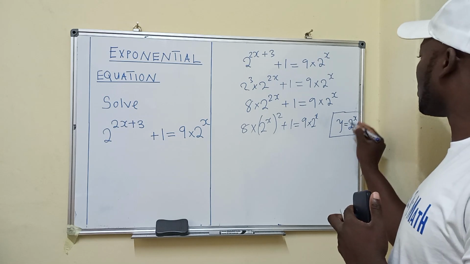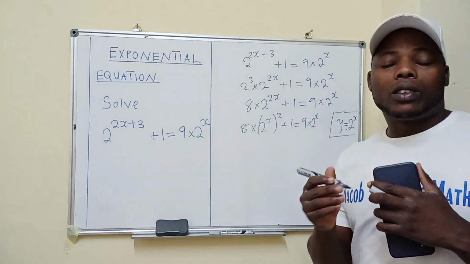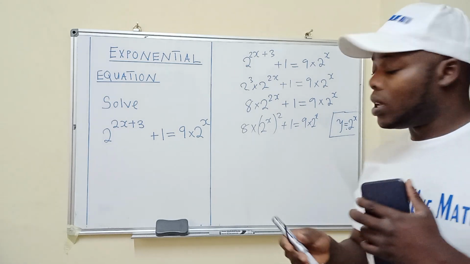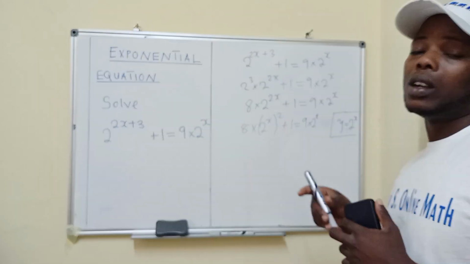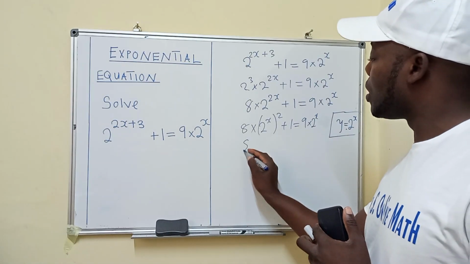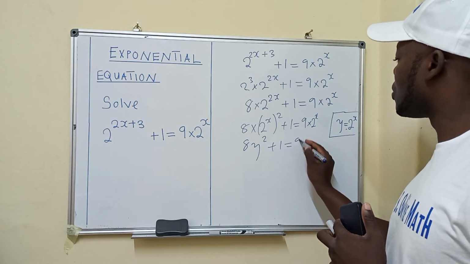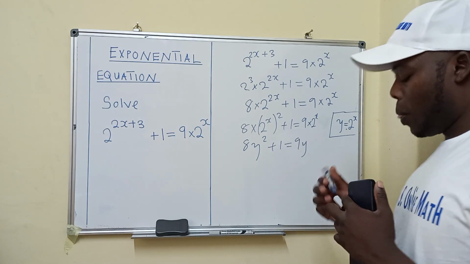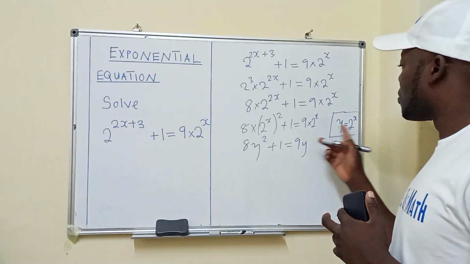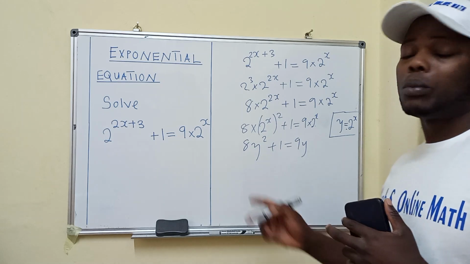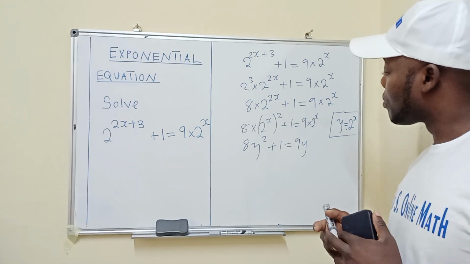So we are keeping this. We need to use this stuff. So now we will get y and put it where 2 power x is. So we have 8y squared plus y is equal to 9y. I've just substituted, putting it there. Hopefully you're able to see what is happening.